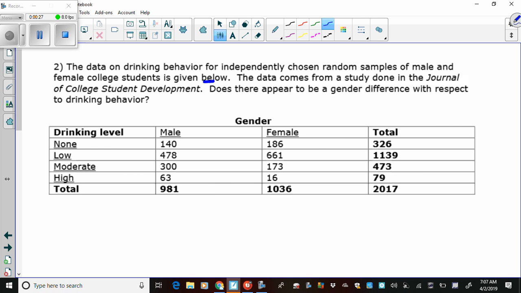So when we're looking at tests for homogeneity and independence, they're different than goodness of fit, because goodness of fit looks at one sample compared to a norm. And here we're comparing two pieces of our sample, males and females, and then their drinking levels. So we're looking at two variables within our sample, gender and drinking level. This is a test of homogeneity because it's looking to see if there's any difference within our gender.